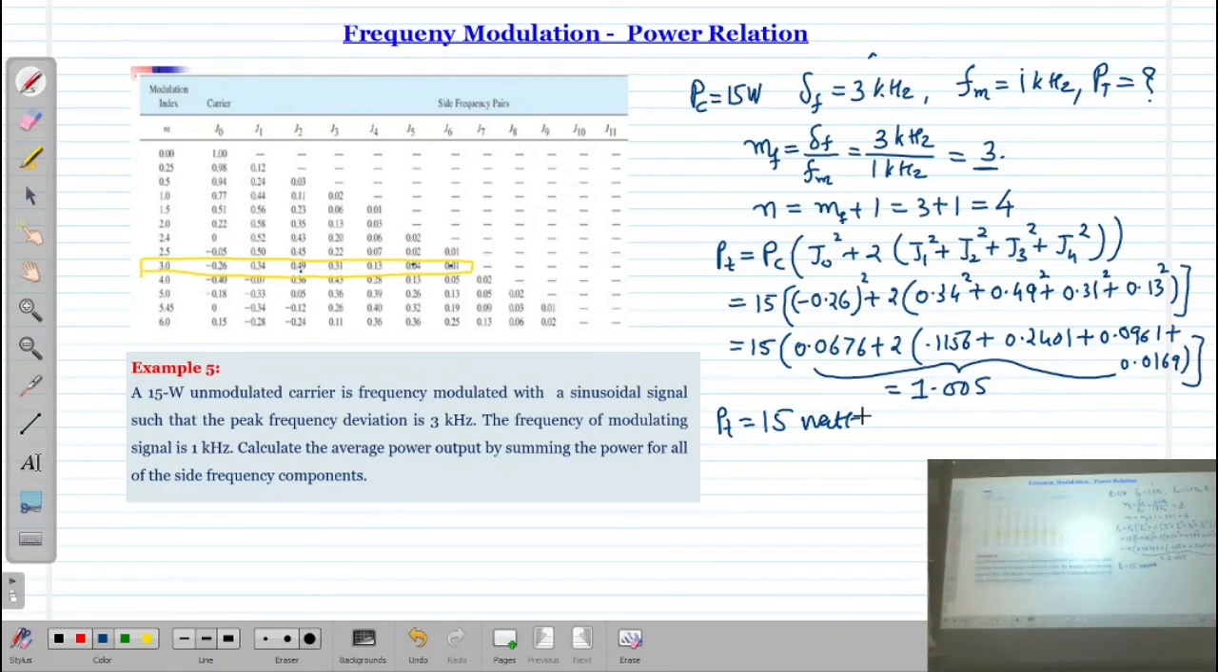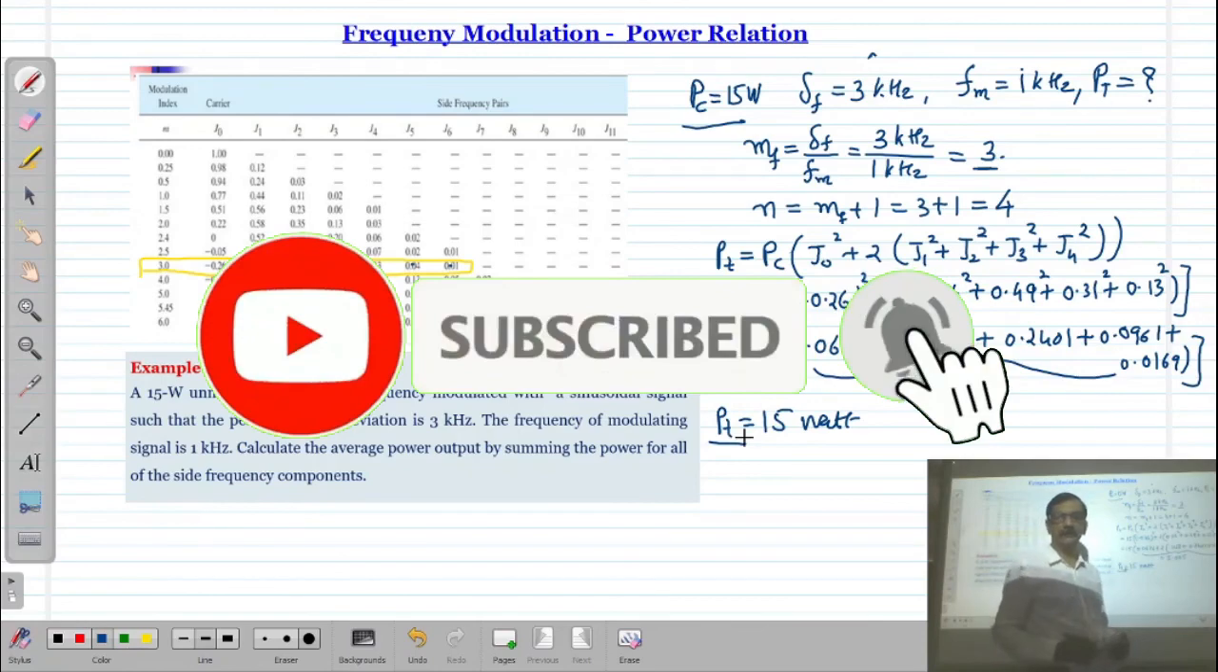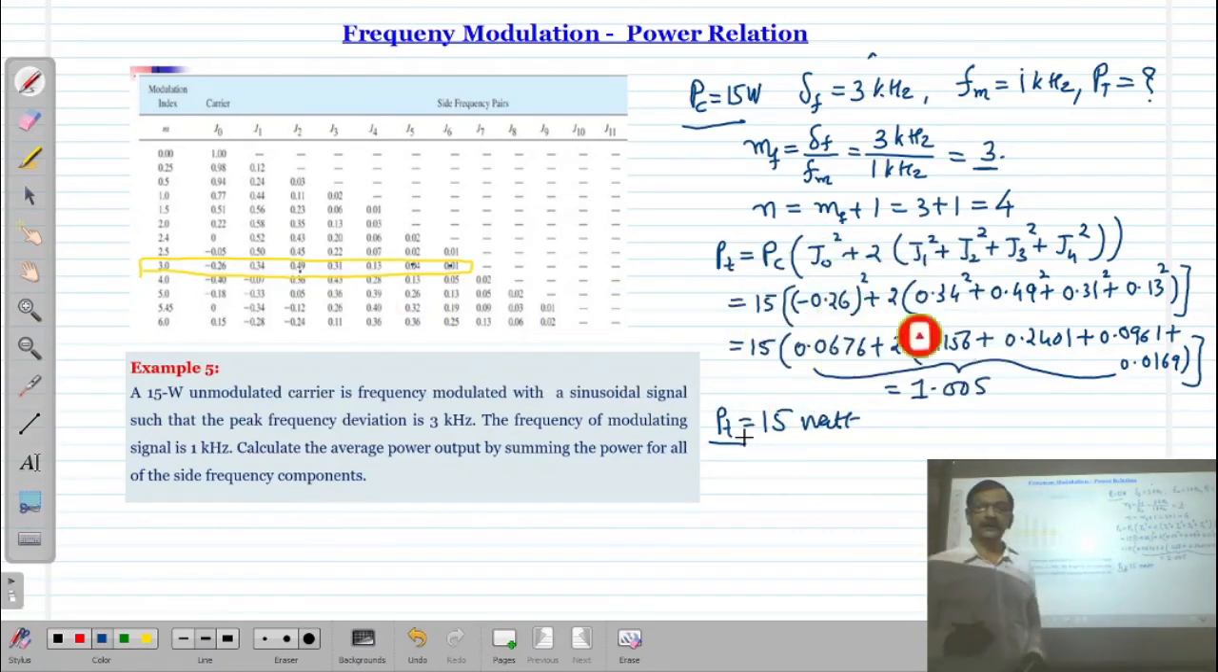So through this example, you can see that between before the modulation and after the modulation, there is no change in the power. In the next lecture, we will discuss how we can generate the frequency modulated wave.